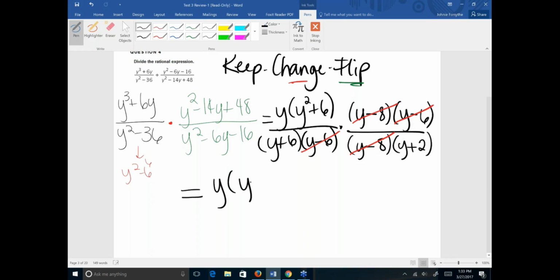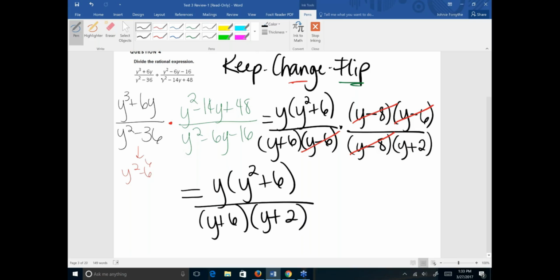So y times y squared plus 6 divided by y plus 6 times y plus 2. And you know, if this was a typo, it would have been really neat if this started off with y squared plus 6y, because then this would be just y plus 6 and we could cancel some more. But it's not, so this is going to be our final answer here.